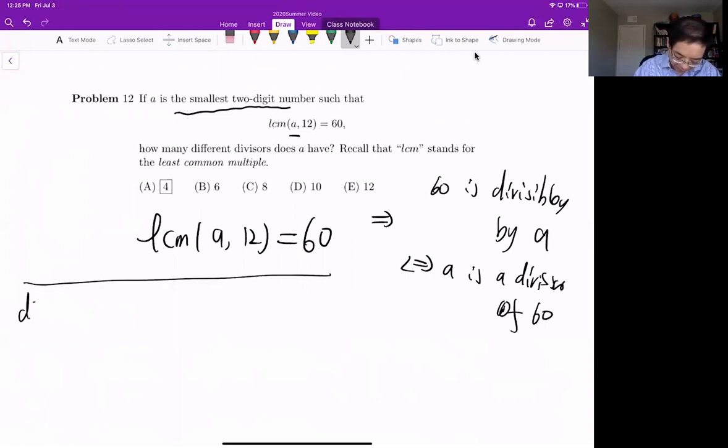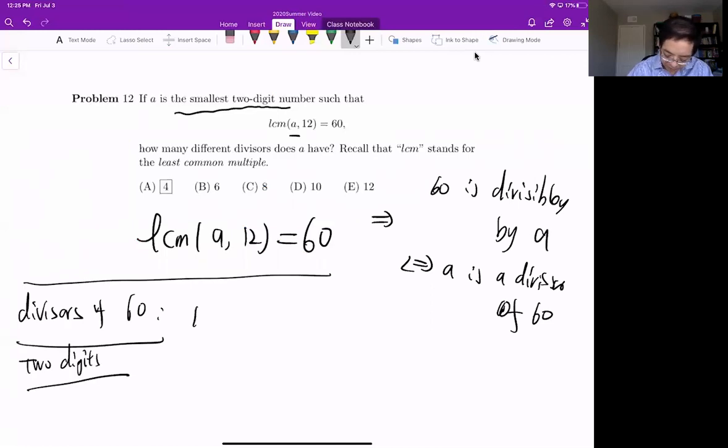Let's look at the 2-digit divisors of 60. The first one is 10, and then you have 12, 15, 20, 30, and 60 itself. When you check those numbers: 10, 12, 15, 20, 30, 60.